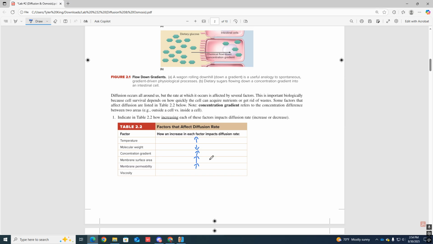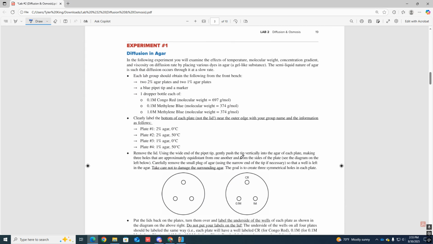Okay, last thing, viscosity. This is referring to the thickness of a structure or a molecule. The way I think about this, you have syrup and you have water inside a canister. When you're trying to dump out the syrup, it takes a lot more effort. You have to squeeze it a lot harder because it's more viscous. So if it's more viscous, diffusion is going to go down, okay? All right, so that's it. So temperature, if it increases, diffusion goes up. Concentration gradient, it's going to go up. Membrane surface area, it's going to go up. Membrane permeability, it's going to go up. Okay, pretty easy.